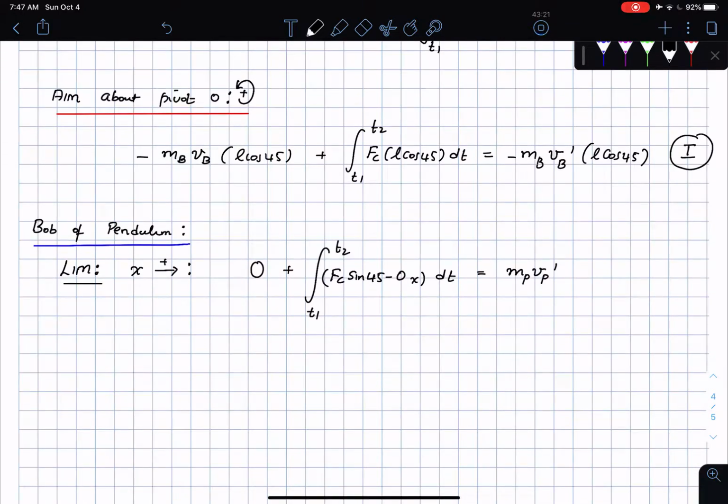Okay, completely useless equation. I can't do much about it. Then I do things in the y direction and I see linear impulse momentum in the y direction. Does it have any use for me? I know that the pendulum is at rest to begin with, so that is 0. Then integral T1 to T2. Anything else that is going on here?